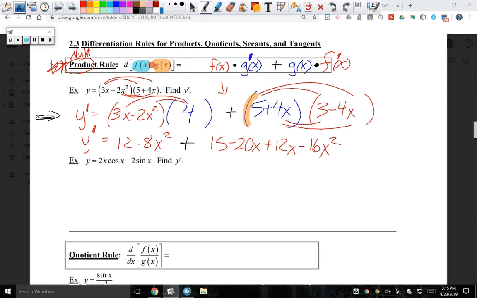Do I need that parentheses though right here? Do I need to write this? Yes or no? No, because I have an addition. You with me? All right.